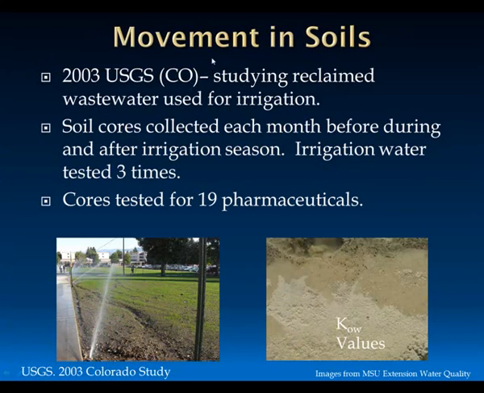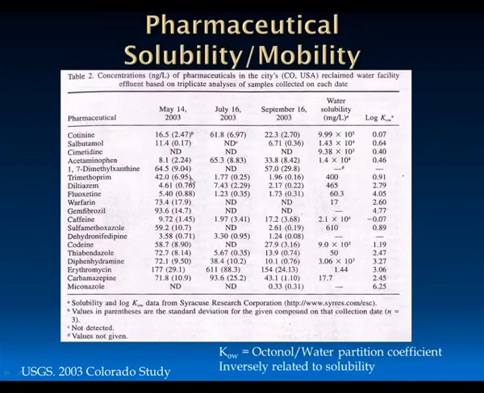So thinking about, similar to how we talked about it in pesticides, movement in soils is something we can think about for pharmaceuticals as well. And the USGS had a study in Colorado in 2003 where they looked at use of reclaimed water for irrigation. And so they did soil cores to collect samples over 3 different months at a couple of different sites and tested for 19 pharmaceuticals. And I wanted to go back and look at this paper, but unfortunately all of the USGS publications are not available during the shutdown, and so that is a limitation right now.